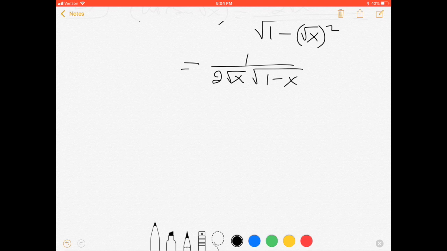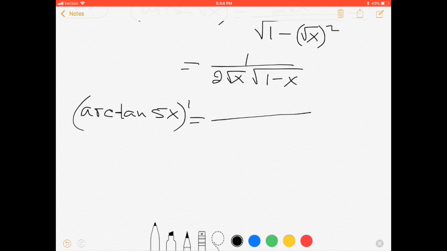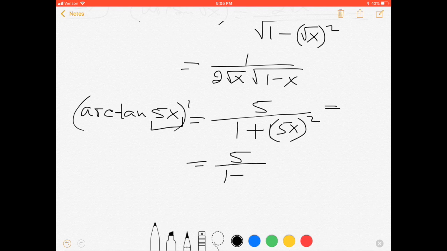What happens if you need to find the derivative of arctangent 5x? The denominator is 1 plus the square of the function you have inside arctangent. This means 5x squared. And the numerator will be the derivative of 5x, which is 5. This means here we have 5 over 1 plus 25x squared.